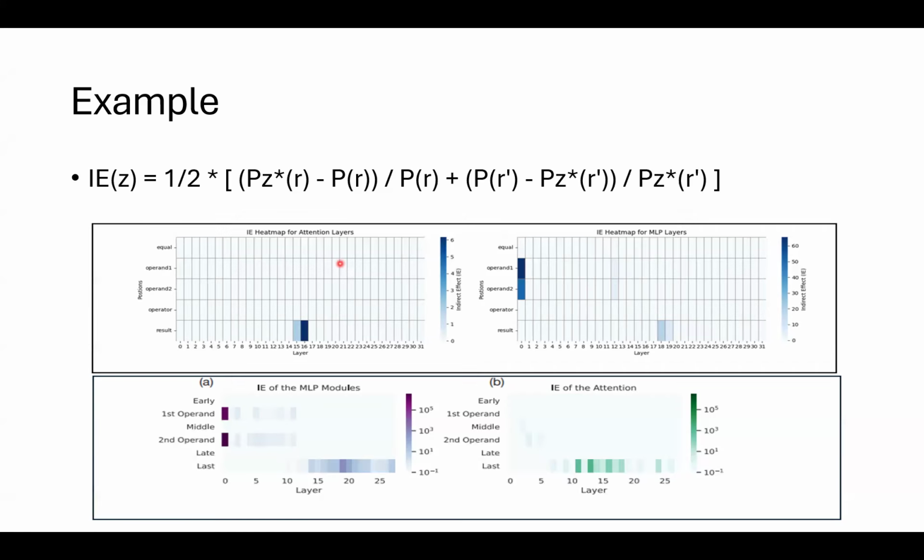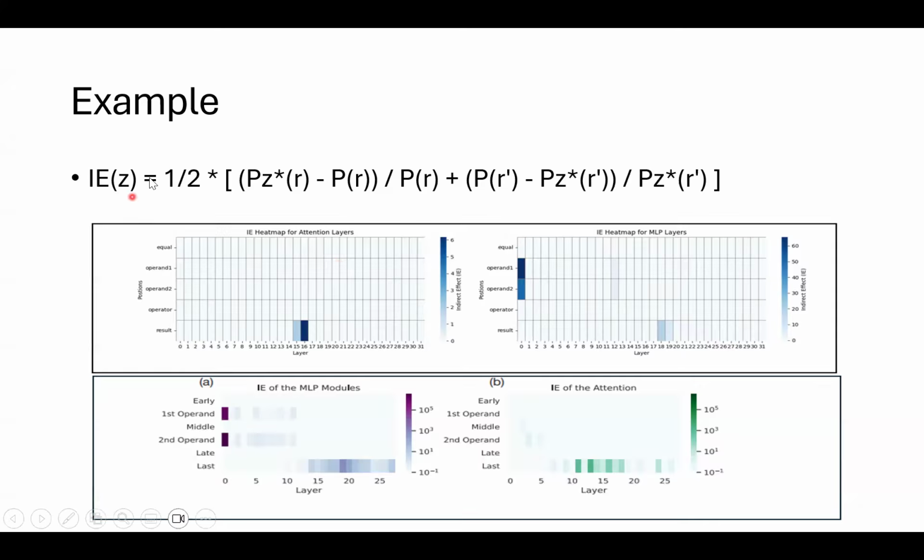First, because it is coming from the clean run, it can increase the probability of the clean result R. At the same time, it will decrease the probability of the corrupted result R dash, right? And the third case is it won't have any influence on either R or R dash. In that case, we know that that component is not paying any attention.